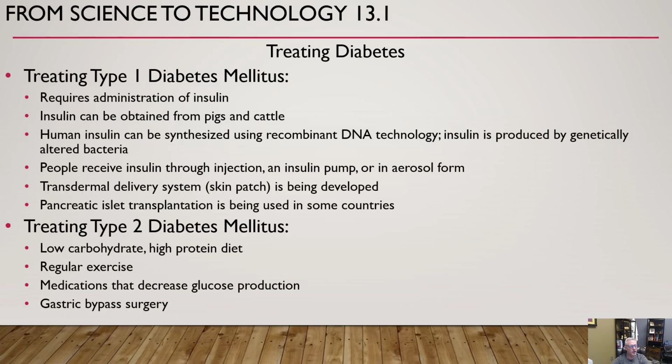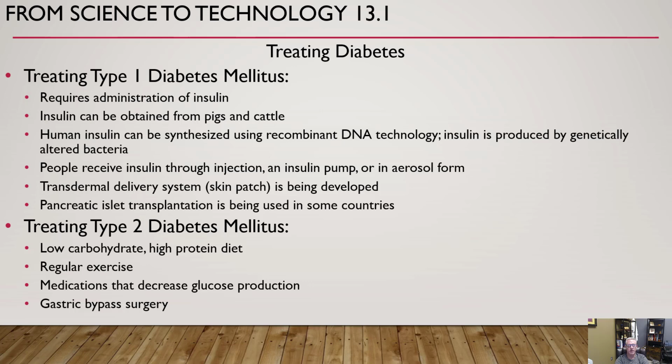So how do we treat it? Type 1 diabetics are going to have to require insulin. Remember that the pancreas does not produce insulin because the beta cells are destroyed. That insulin can be obtained from pigs, cattle. We do have an inhaled form of insulin. We're looking at other ways to deliver insulin.